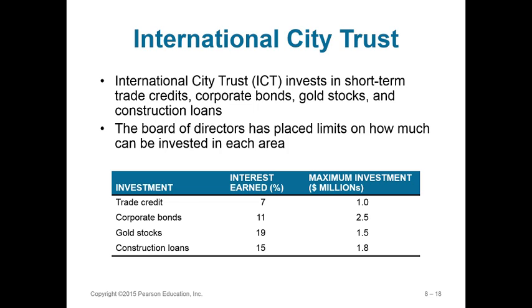So in this situation, let's take a look at this example right here, International City Trust. And they invest in different kinds of investment opportunities. Notice trade credits, bonds, stocks, and loans. And there's only so much that can be put into any one of these areas because they want to diversify their holding. If it was all in gold and then gold tanked, then there'd be a problem.